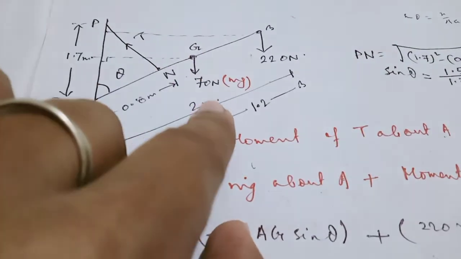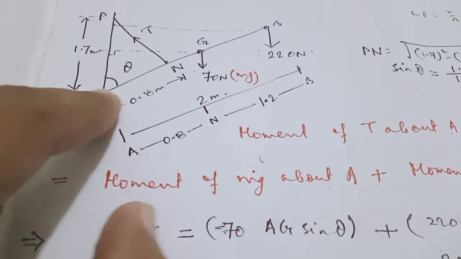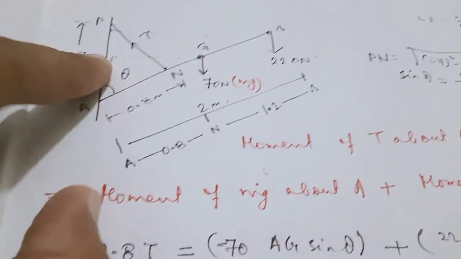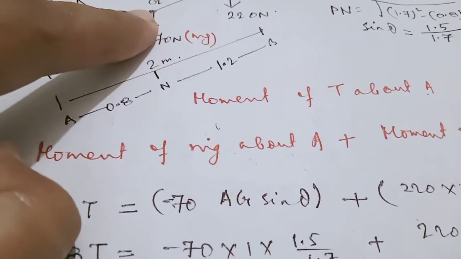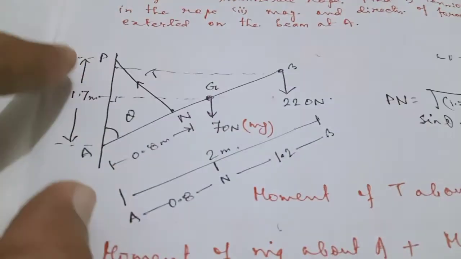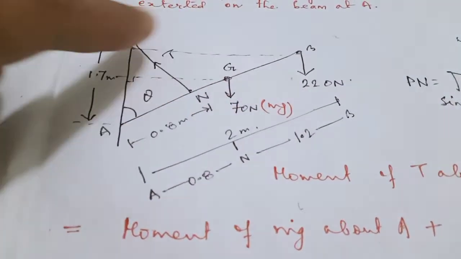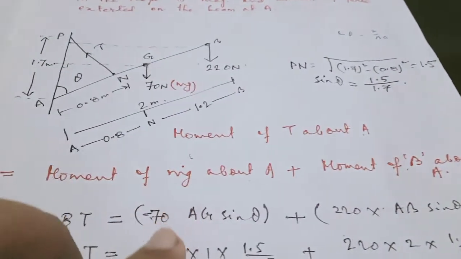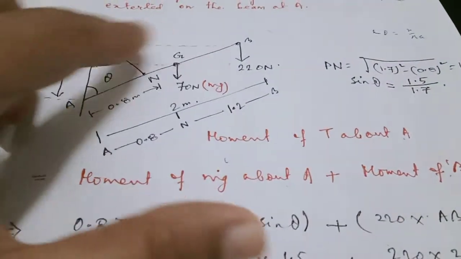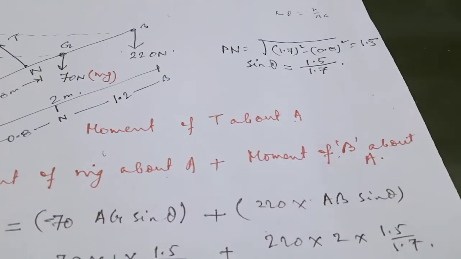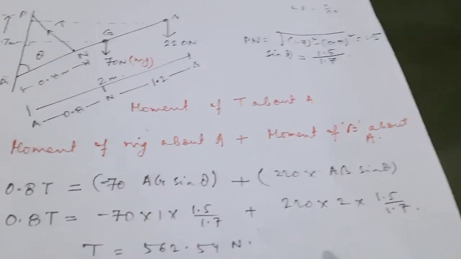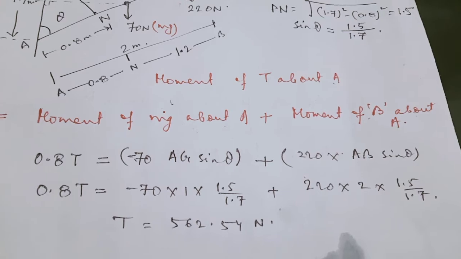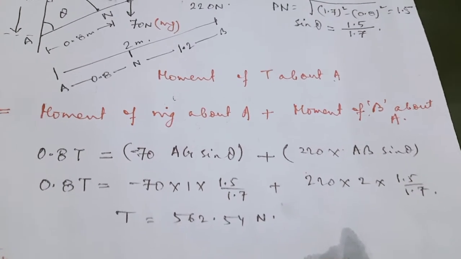This is the force acting downward, this is the fixed point and the perpendicular distance is this one. If we consider this triangle, then it is AG sin theta for G, and BP sin theta for 220 Newton. BP means AB sin theta. So 220 into AB sin theta will give you the moment of B about A. Now from this equation you can compute the torque, the tension in the string.